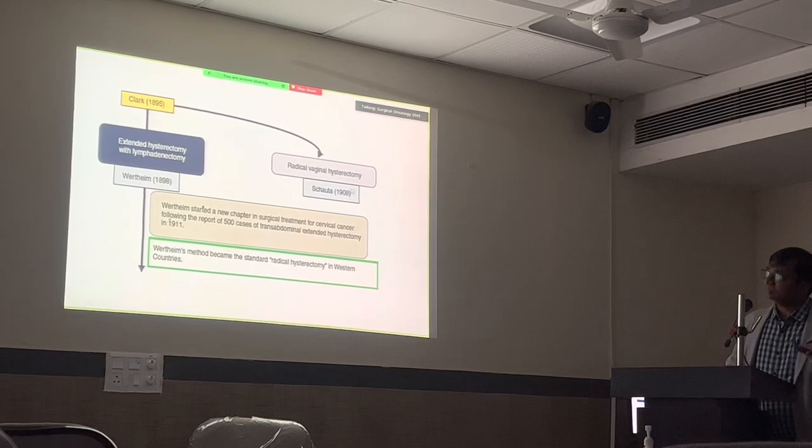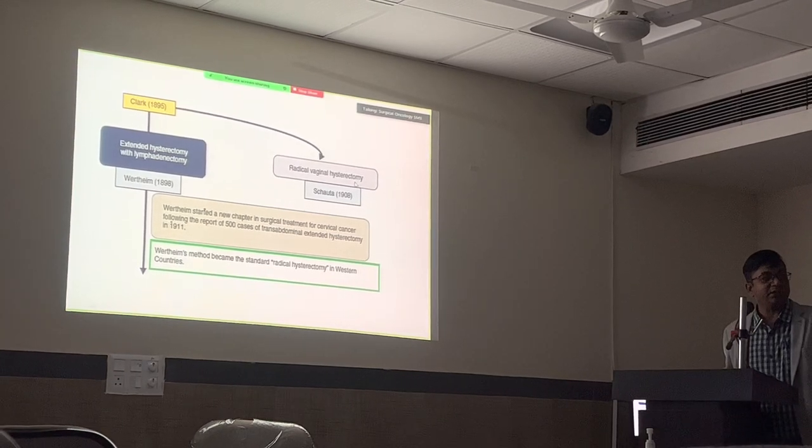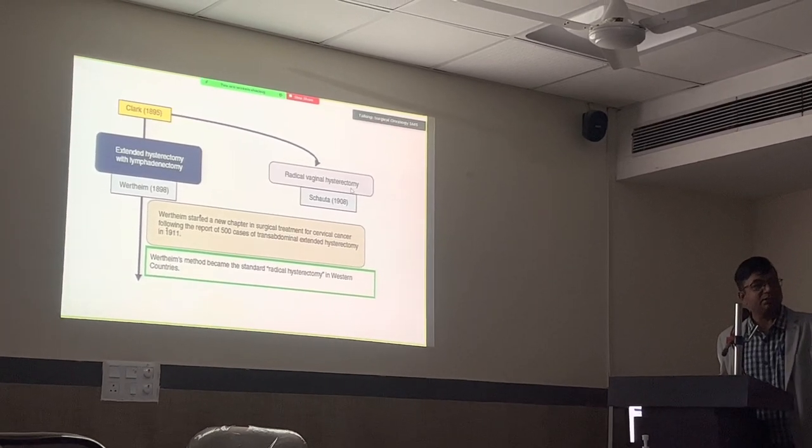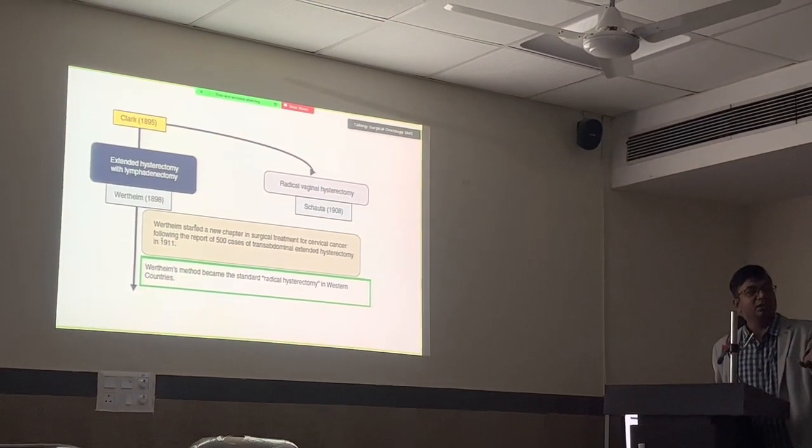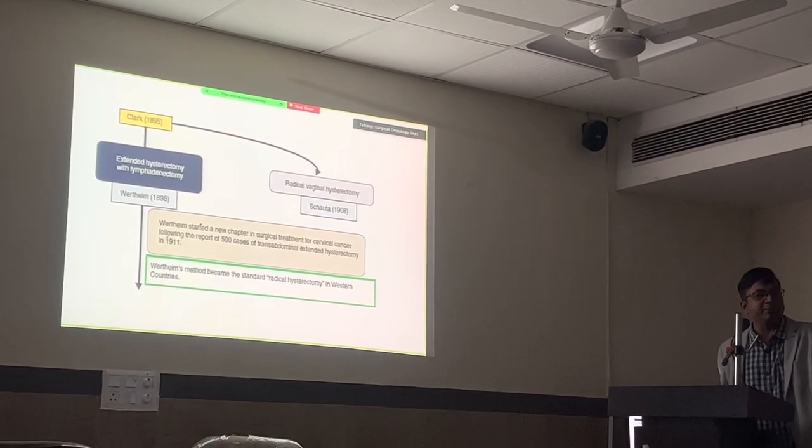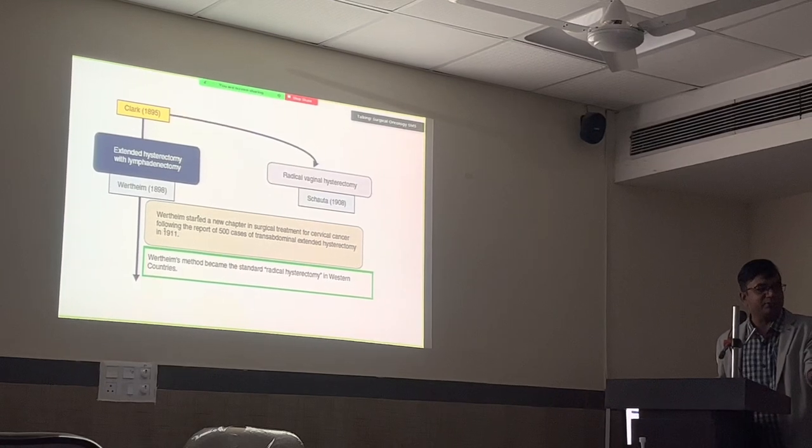Schauta also tried a radical vaginal hysterectomy. Why give an abdominal incision; take the uterus out through the vagina? But he was condemned because you can't do lymphadenectomy through the vagina.